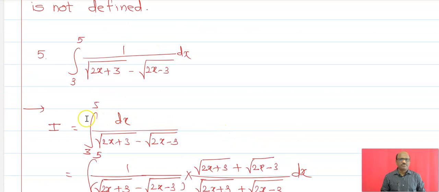Now problem number 5. The integral from 3 to 5 of 1 upon (square root of (2x plus 3) minus square root of (2x minus 3)) dx.